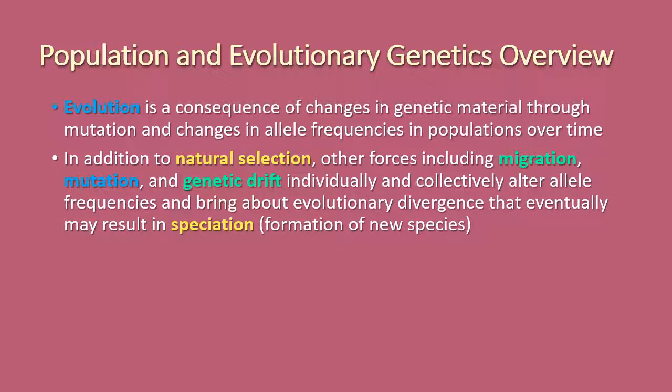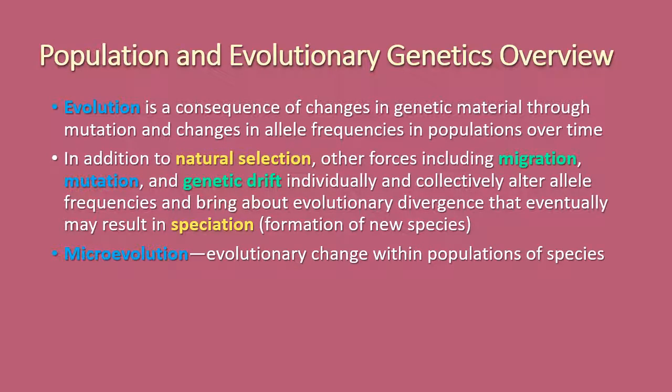Now, most everybody, when they think of evolution, the first thing they think about is natural selection. And natural selection has a huge impact on evolution, but there are other forces, including migration, mutation, and genetic drift. And all three, individually and collectively, alter these allele frequencies and bring about evolutionary divergence that eventually leads to the formation of new species called speciation. And we're going to talk about all these different things later in the chapter.